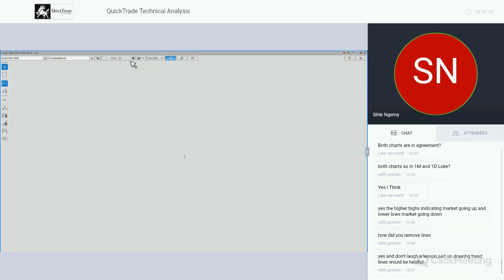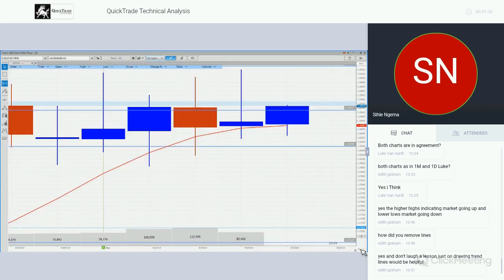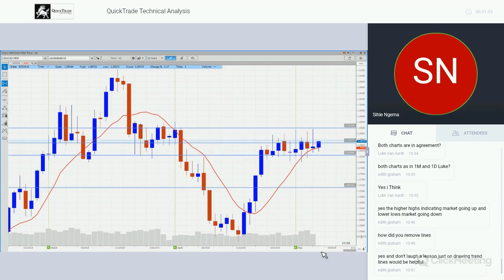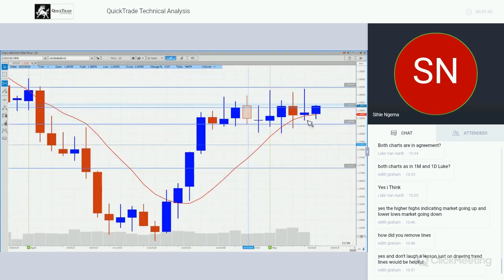And now let's go back to our daily. Check what the daily is giving us. You see, we got these lines from the monthly time frame. I can try and perfect them maybe on the daily, but I'd rather not. Let's just focus on what's happening here. We're going to move maybe to our lower time frame. You see, here we are above the moving average. It tried to come below the moving average a couple of times, but it fails. Every time it gets to this 1.28248, buyers come in and push the price up.